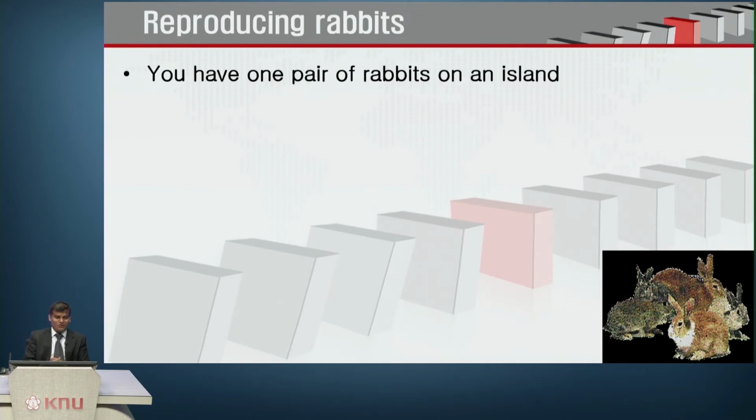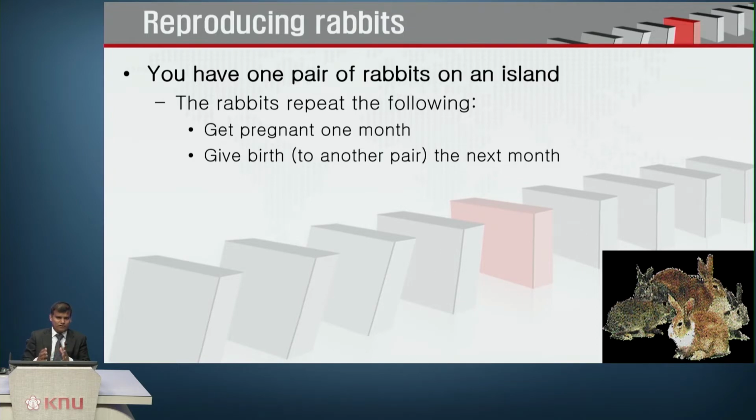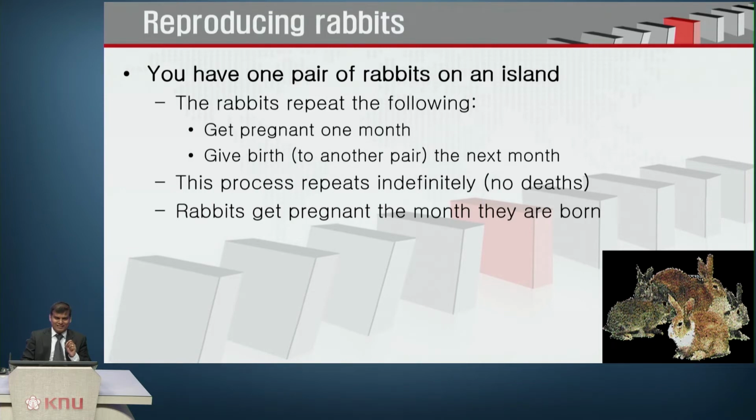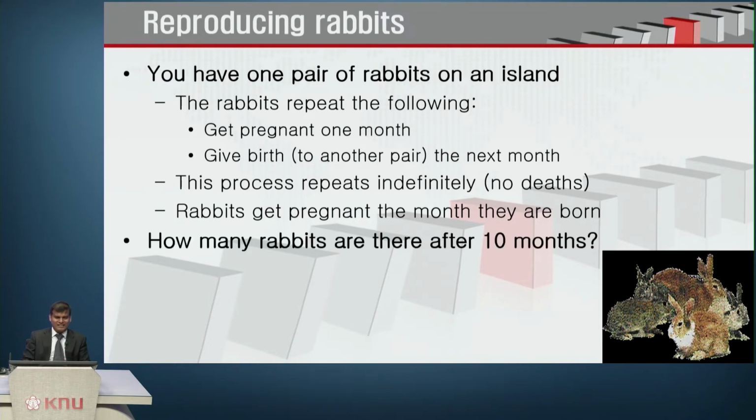a scenario where you have one pair of rabbits on an island, and this scenario is like the reproduction of the rabbits. Rabbits repeat the following two steps. They get pregnant one month, and give birth to another pair the next month. This process is repeated indefinitely, assuming that no deaths happen. So the rabbits get pregnant the month they are born. So the question is, how many rabbits are there after 10 months?